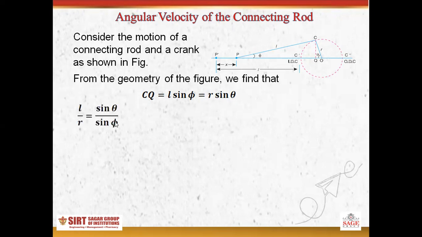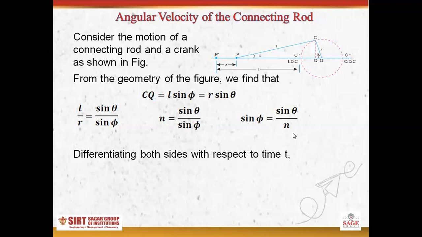Now we can write L upon R equals sine theta upon sine phi. The value of L upon R means the ratio of the length of the connecting rod to the length of the crank, which is represented by n. So n equals sine theta upon sine phi. Here you can see sine phi equals sine theta upon n.